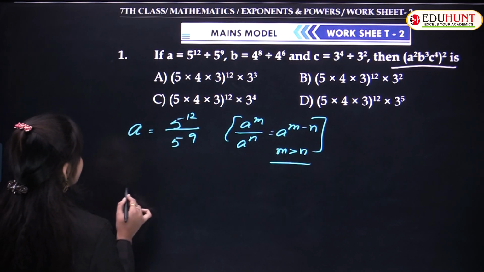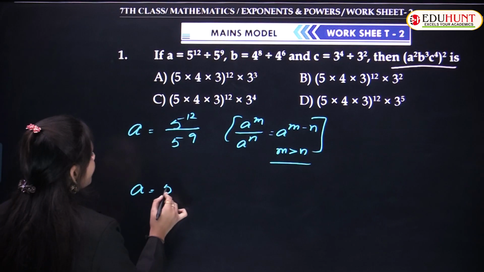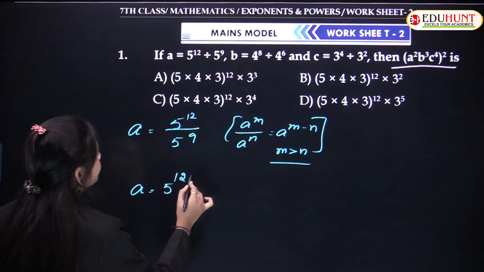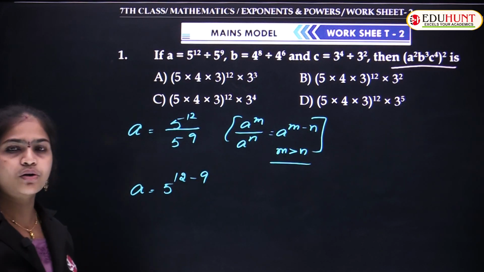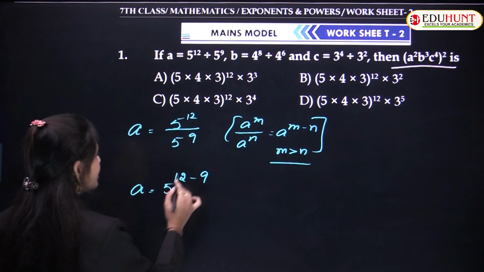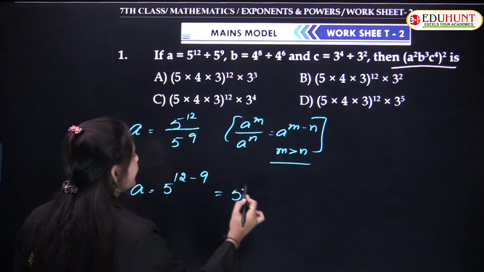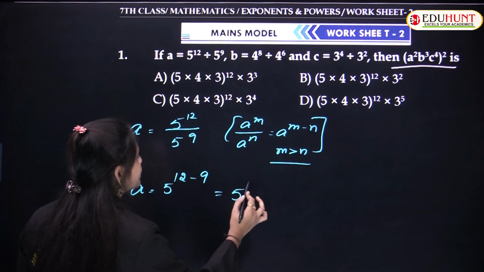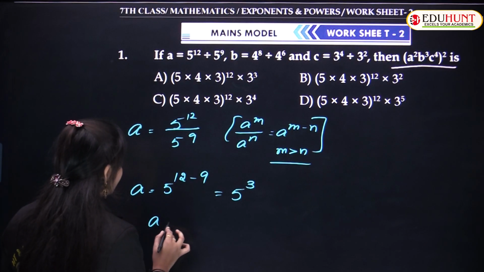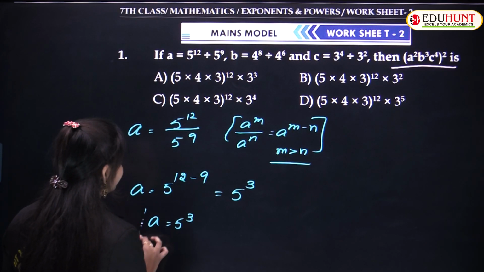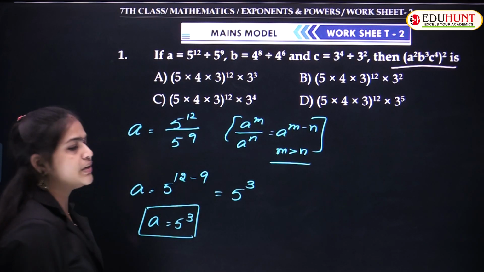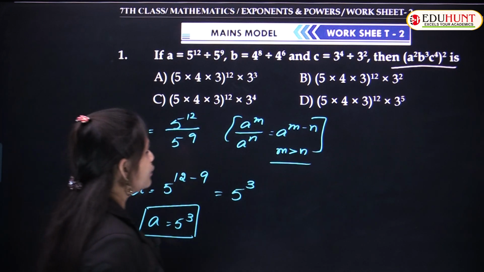Which is equal to A is equal to 5 power 12 minus 9. a power m minus n, so that formula I applied here. Then finally 5 power 12 minus 9, which is equal to 3. So here A is equal to 5 cube. What is the value of A here? A is equal to 5 cube.